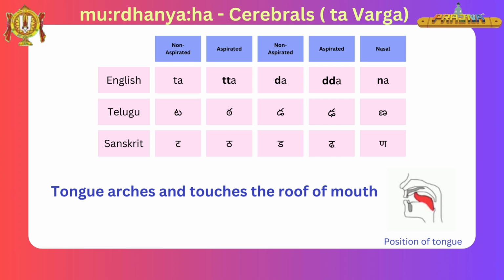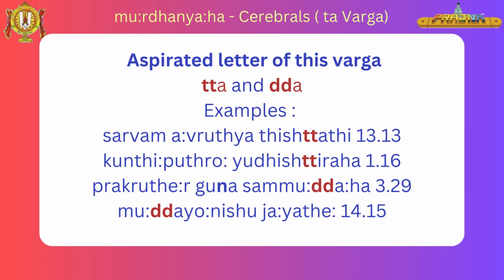The next group is Ta varga. These are hard sounds pronounced when the tongue arches and touches the roof of the mouth. These letters are called Murdhanyaha: Ta, Tha, Da, Dha, Na. The aspirated letters of this Ta varga are Tha and Dha.